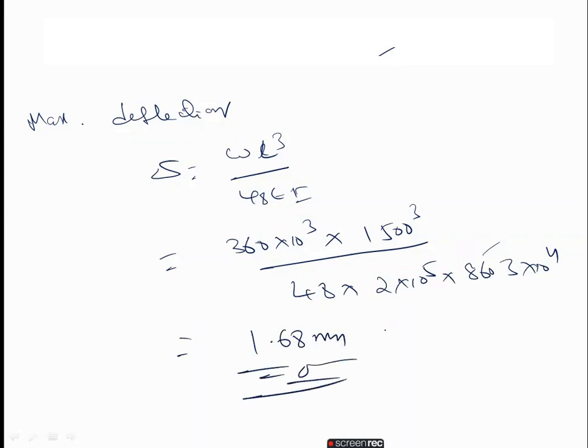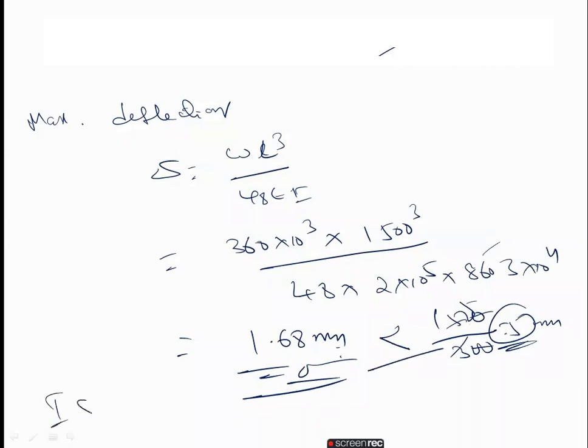The deflection criteria is length by overall depth 300, so the limit is 5 mm, which is greater than 1.68, hence it is adequate. So we have to use the ISMB 300 beam. So this is the solution for the beam problem.